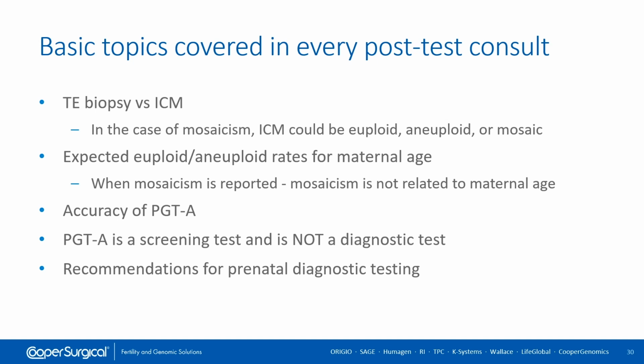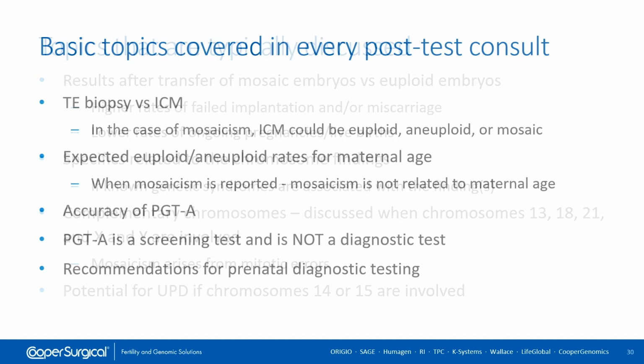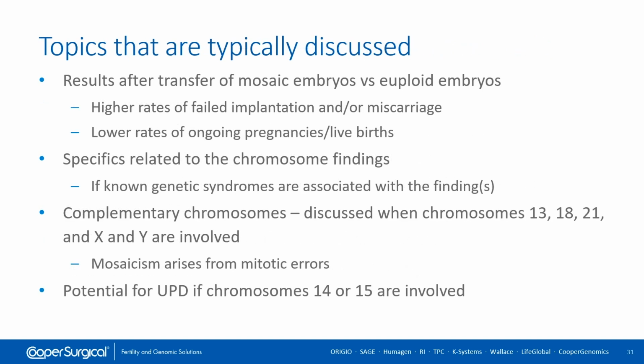I tried to put together a list of topics that are typically discussed during a post-test genetic counseling consult, especially when there is a mosaic result. Results after transfer of mosaic embryos versus euploid embryos is a common question. Several studies have demonstrated higher rates of failed implantation and/or miscarriage in the mosaic group compared to those that are euploid, as well as lower rates of ongoing pregnancies and live births for mosaic embryos.